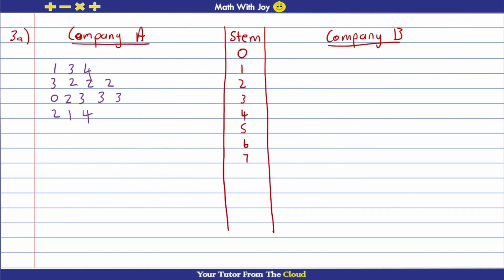So as you can see, you must have 15 entries. 1, 2, 3, 4, 5, 6, 7, 8, 9, 10, 11, 12, 13, 14, 15. So that's good. Now we can write it in ascending order. You need to start from closest to the stem and go outwards. So we have 1, and then 3, and then 4. And then here you have 2, 2, 2, and then 3. And then you got 0, 2, and then 3, 3, 3.